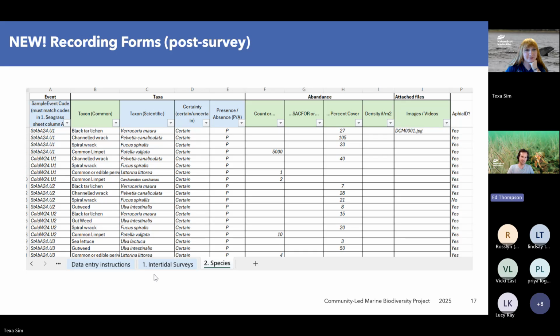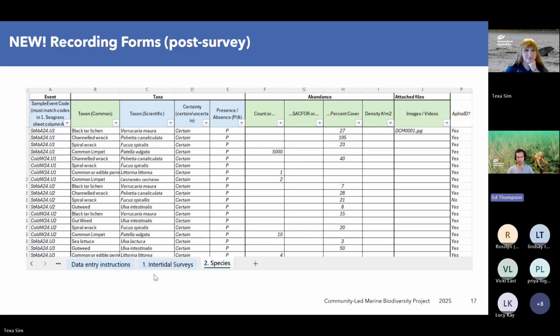The presence and absence information is important as a first pass. That's really useful. If you can get greater levels of abundance, that's really, really useful for us. So counts or SAC4 scales or percent cover, or indeed densities. Percent cover especially is quite useful because it allows us kind of extent mapping.